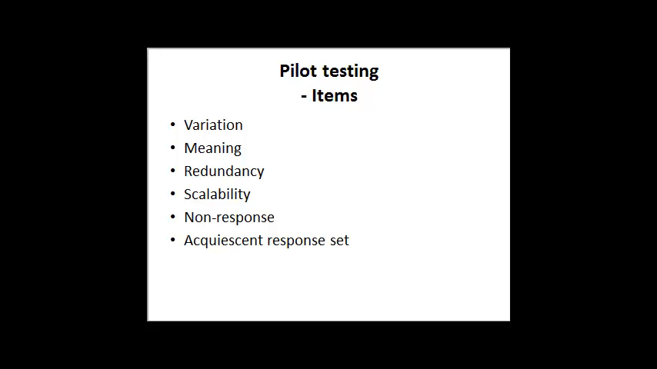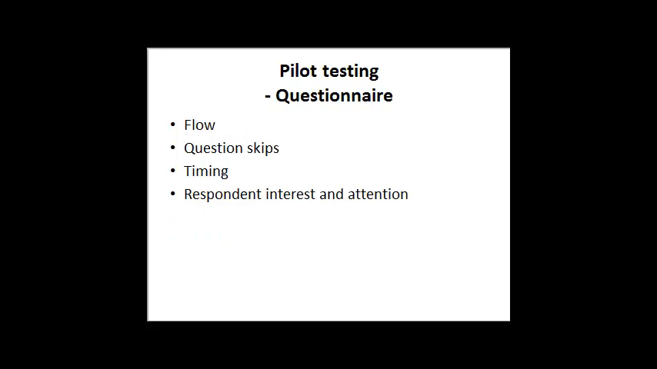And then an acquiescent response set. Detect this by taking questions that seem completely contradictory and see how many people agree with both. For example, an agree/disagree response set might be better replaced with another type of question. Also consider the flow of your question skips if necessary, timing, how long does it take to answer your questionnaire, and respondent interest as well as attention.